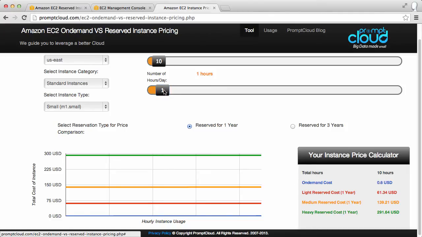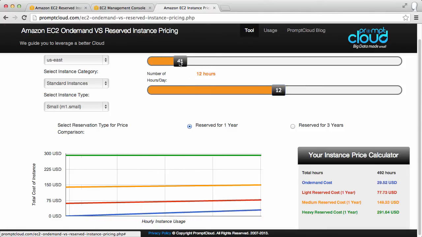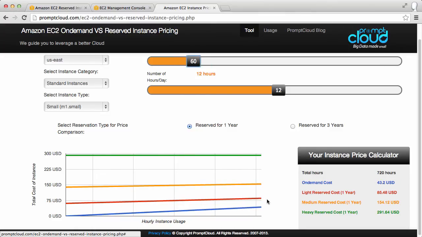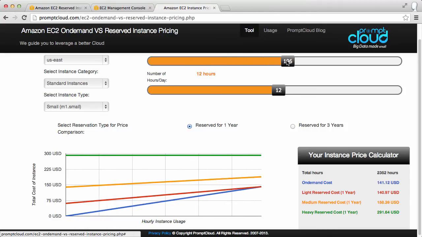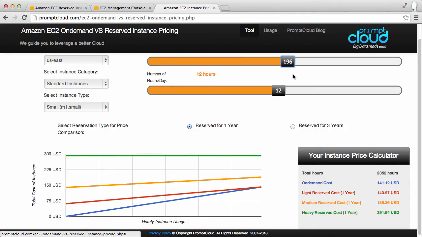So let's say that I want to use a machine for 12 hours per day. As the number of days increase, you can see the blue line slowly coming up, and it looks like it's approaching the red line. And as we get to 196 days, the crossover happens. So after 196 days, we are starting to save money.